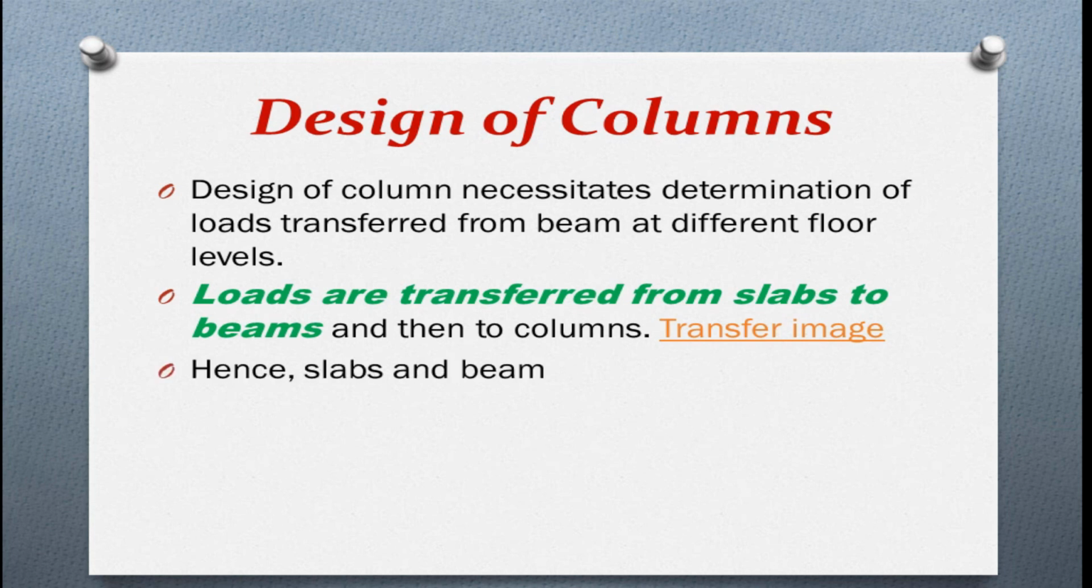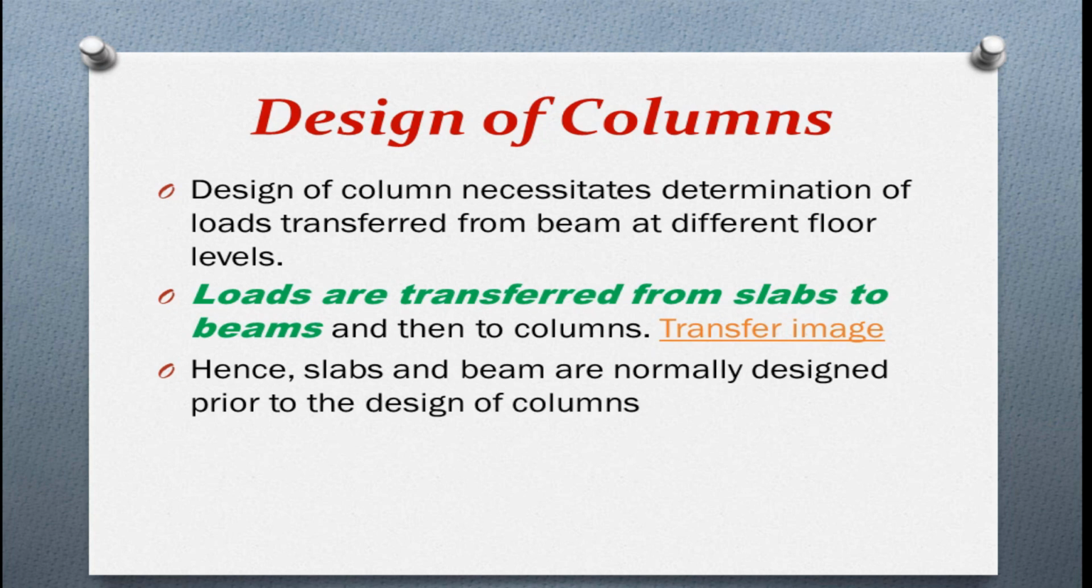So hence the slab and beam are normally designed prior to the design of columns. So the procedure is, first we have to design the slab, and then we have to go for the beam based on the slab thickness and the area. We have to go for the beam, and then only we go for the column and then the footing. So this is the correct way.